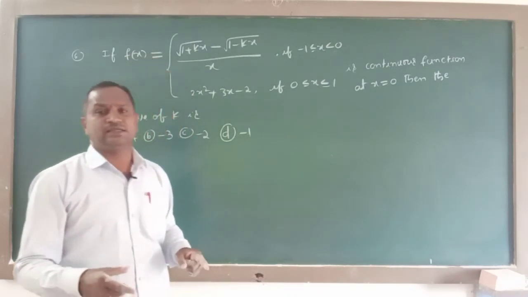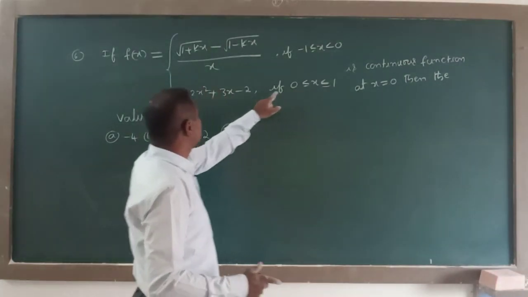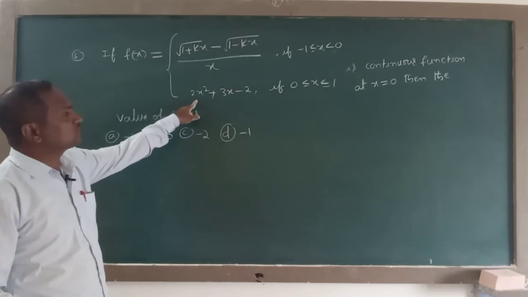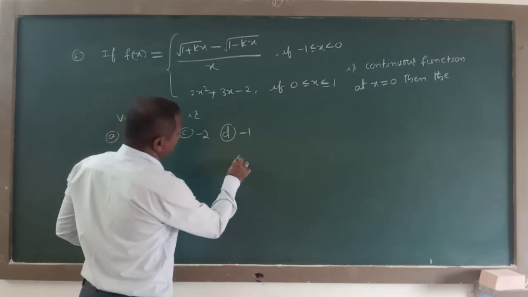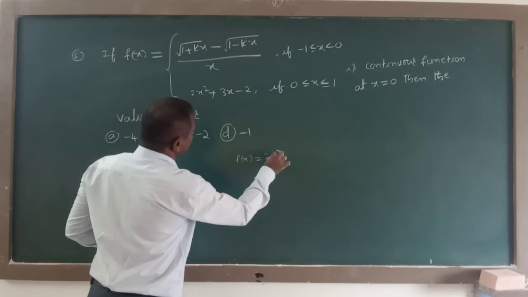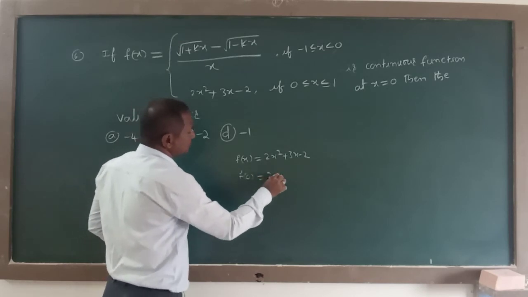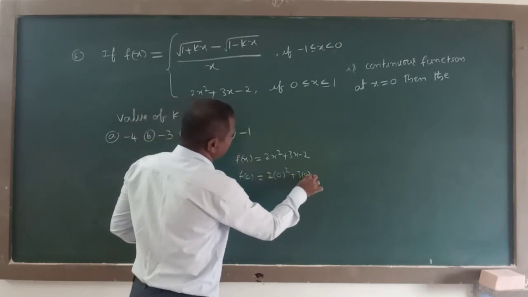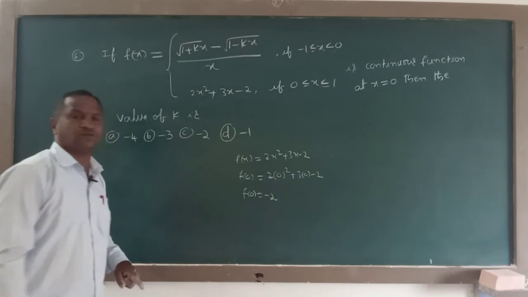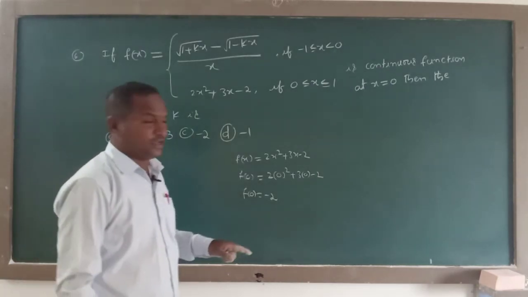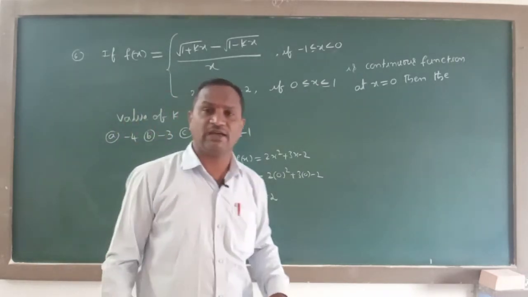The easiest way is to find the function value. Corresponding to 0 less than or equal to x, the function is 2x square plus 3x minus 2. So f of 0 is equal to 2 into 0 square plus 3 into 0 minus 2, that is f of 0 is equal to minus 2. Therefore, minus 2 is the correct answer for this question. If you write it down, you can equate limit with function value, and at that time also you will get k as minus 2 only.